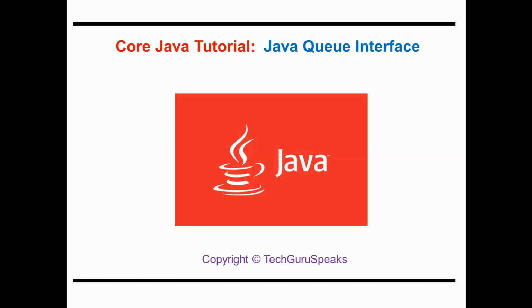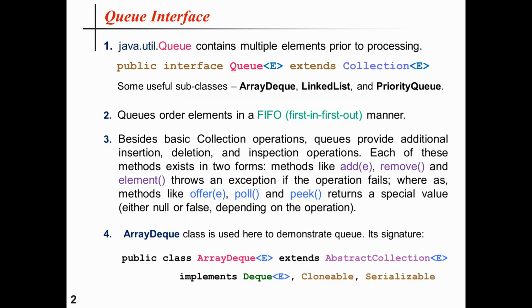Today I would like to describe one of the core interfaces of the Java collections framework, and it is called the Queue interface. The java.util.Queue interface basically holds multiple elements prior to processing.